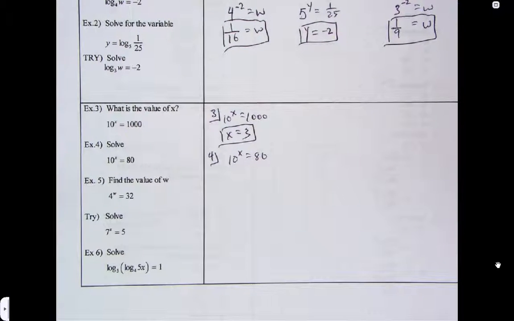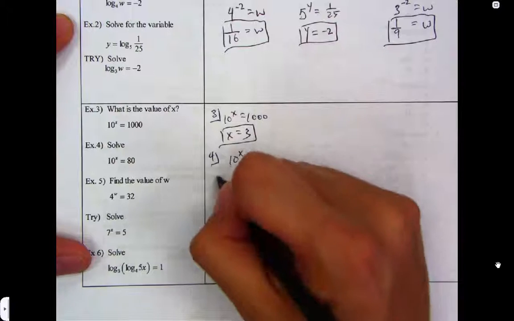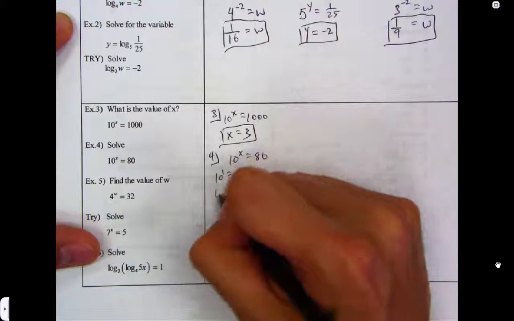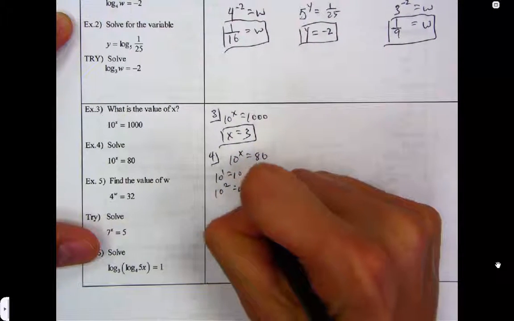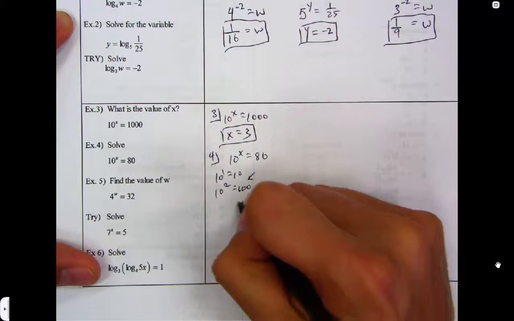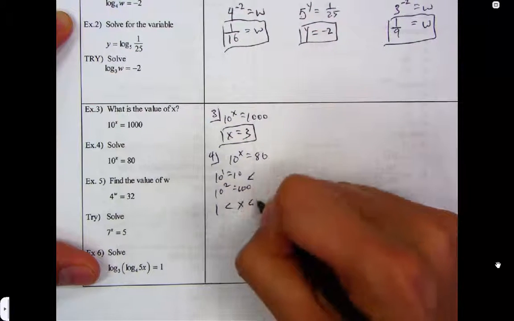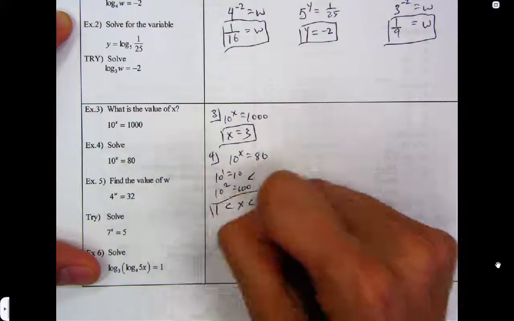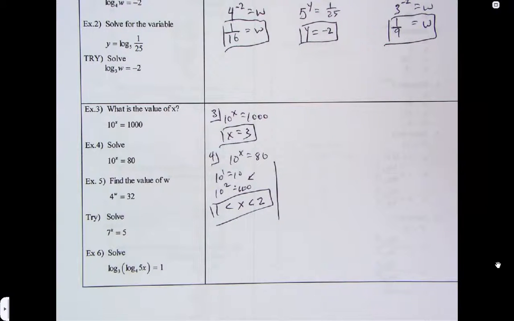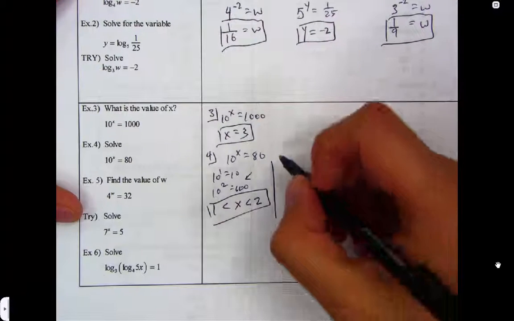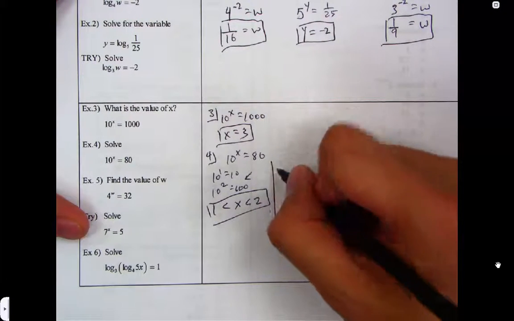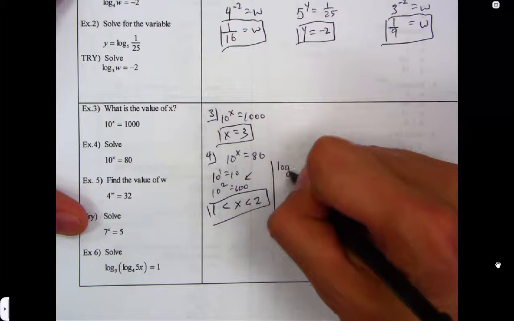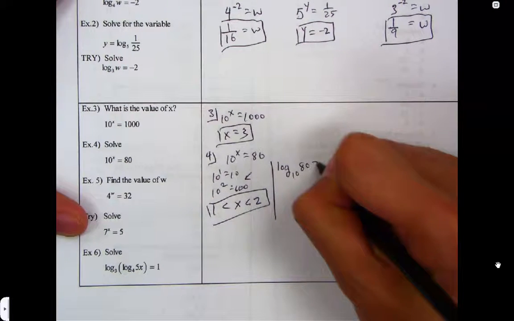Well, we used to do this by approximation. We know 10 to the 1 is 10. 10 squared is 100. And 80 is between these, so that means x is between 1 and 2. Today we're going to learn how to get the approximate value or the exact value. I can't rewrite in the same base, so I'm going to put it in log form. Log base 10 of 80 is equal to x.